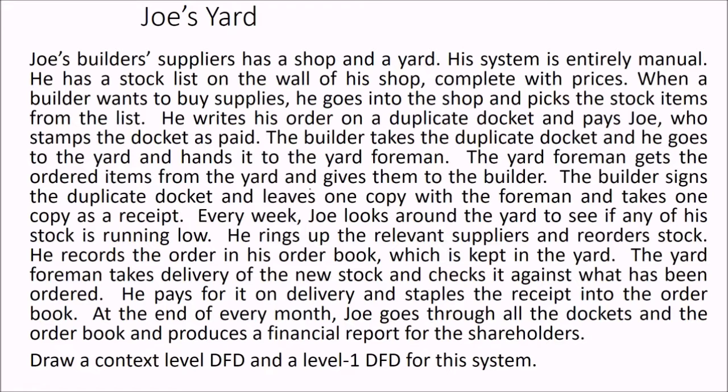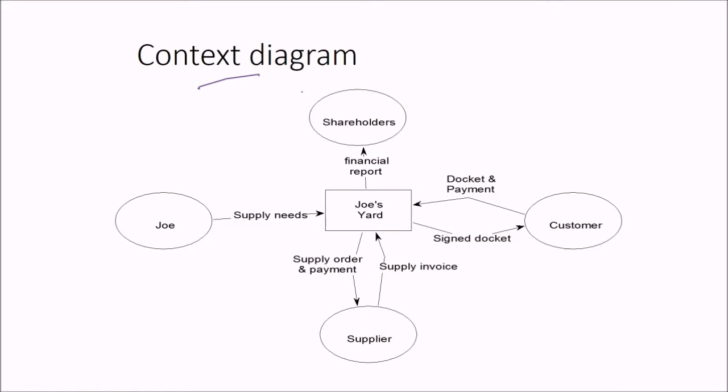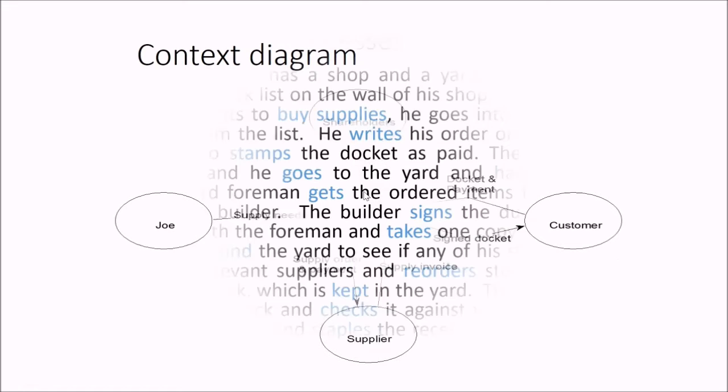This is what we just talked about. So the context diagram would be something like this. This is Joe's yard. First is Joe, then we have the customer, the supplier, and the shareholders. Joe interacts with the customer in these terms: a docket, a signed docket, and payment. Then the supplier: the supply order, payment, and the supply invoice. While Joe's yard gives a final financial report at the end of the month to the shareholders.